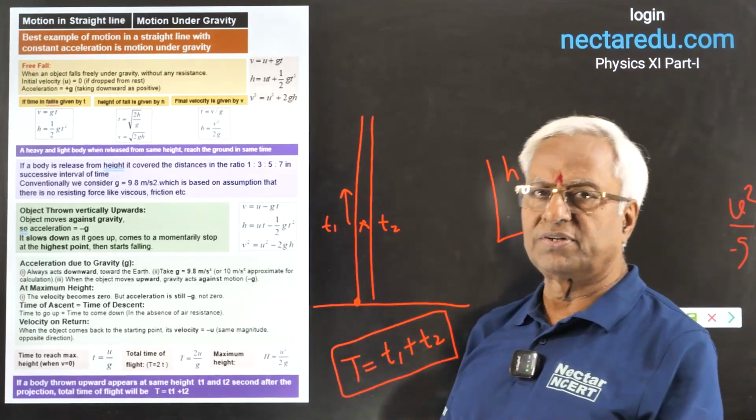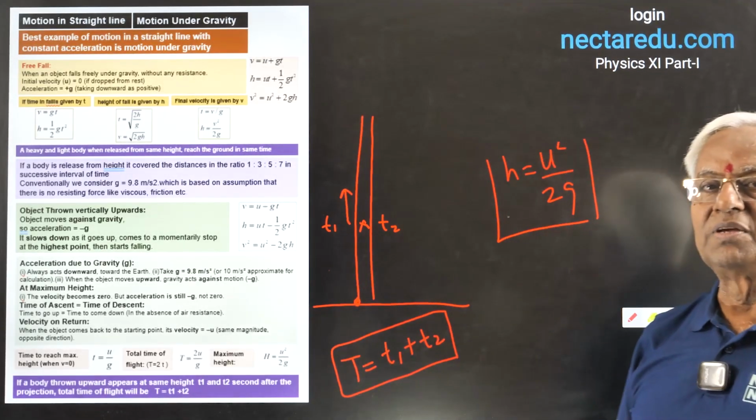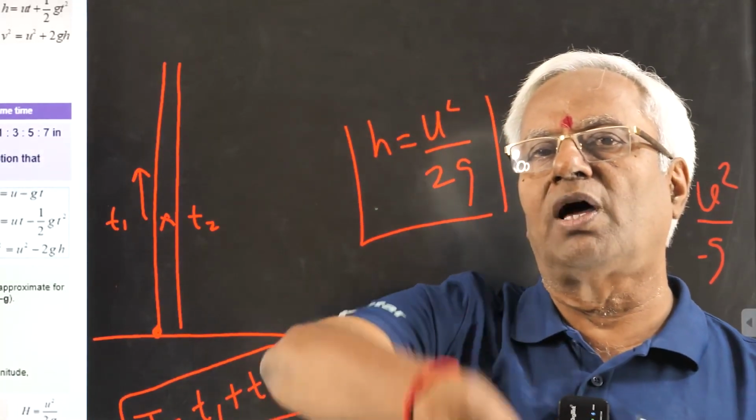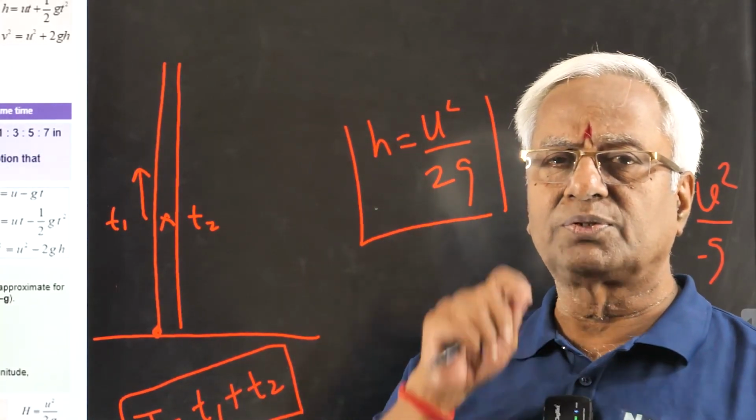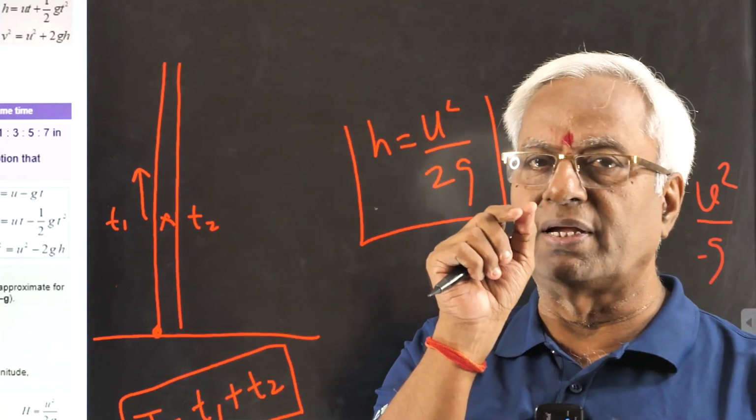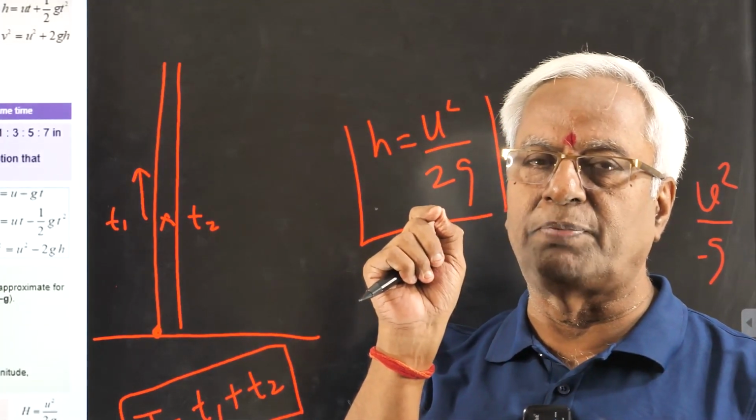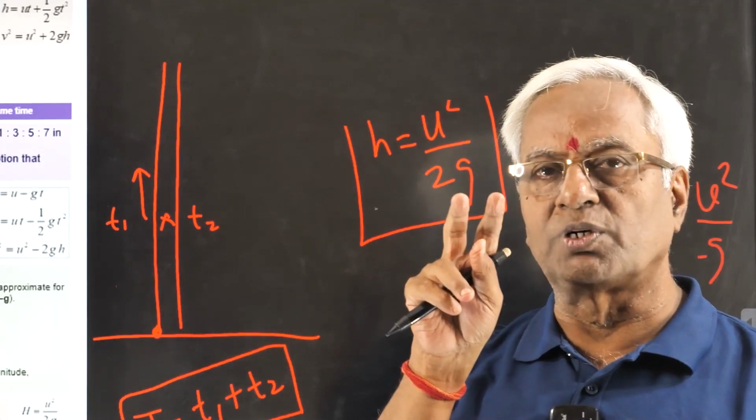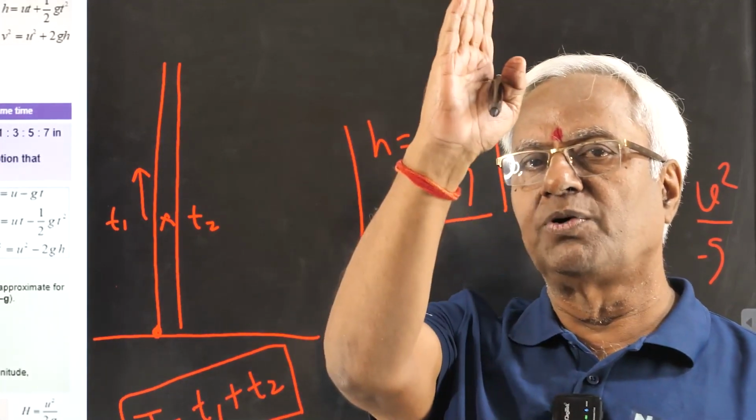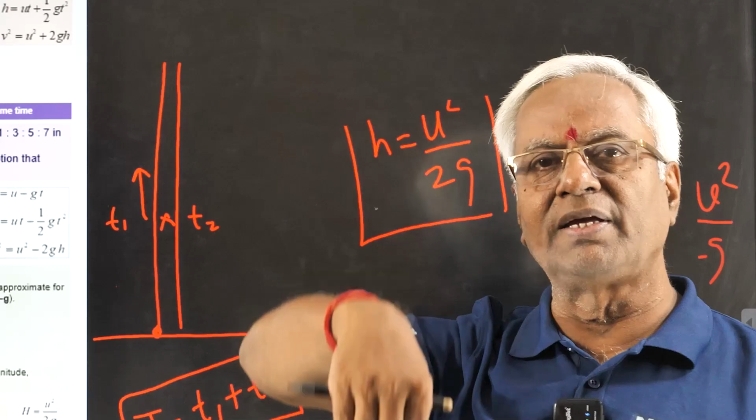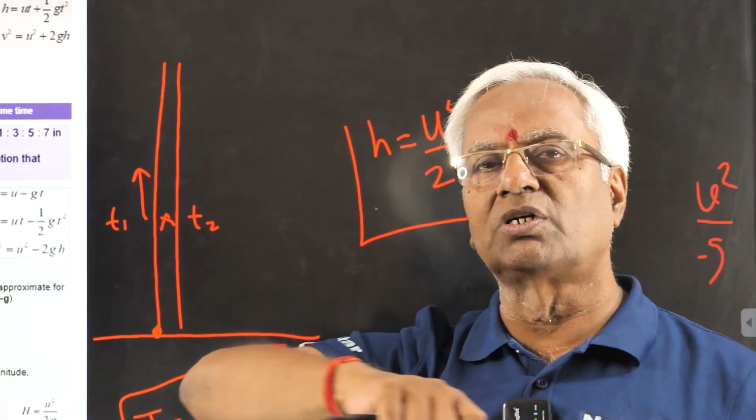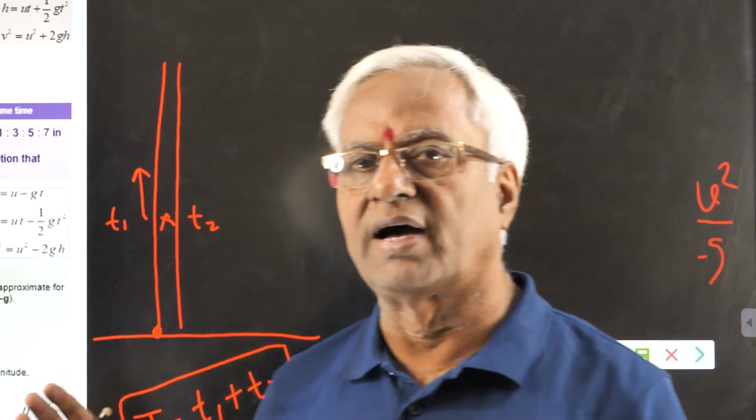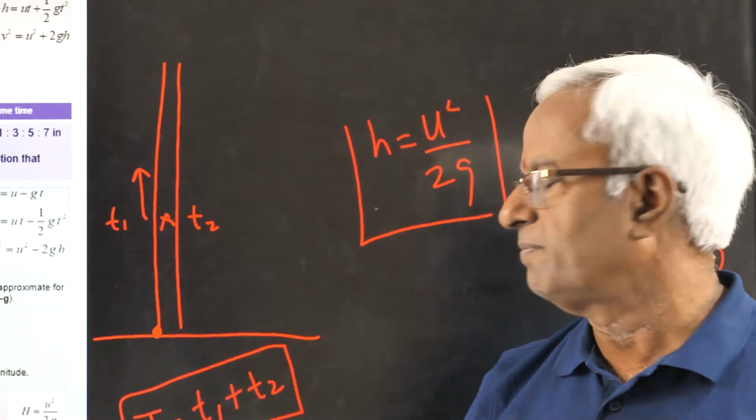I'll try to make it crystal clear by giving an example. Suppose at 0 second the body was thrown upward. At the 3rd second it appeared at P, and at the 5th second it appeared at P. That means when two appearances are quoted, it means once while going upward and the other time while coming downward. Then the total time of journey, you can directly say, will be equal to 3 plus 5, that is 8 seconds.